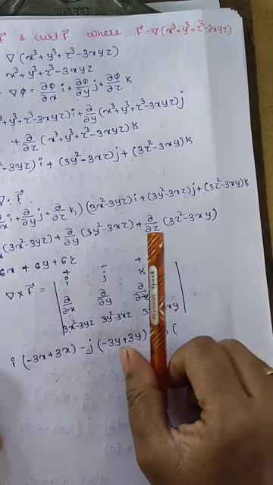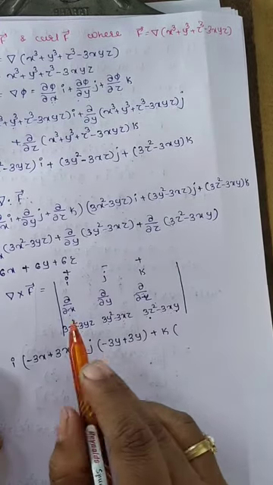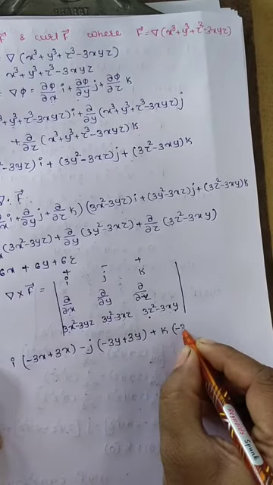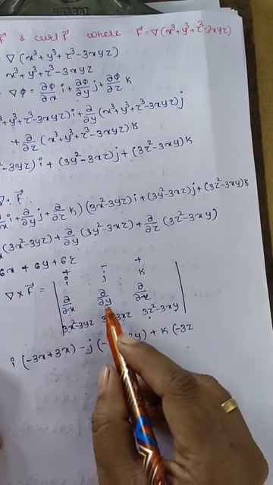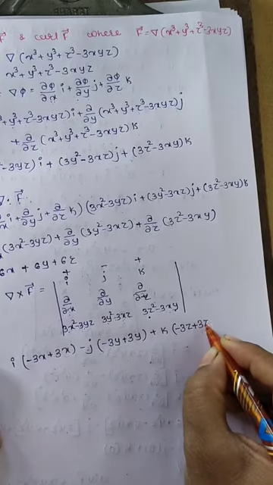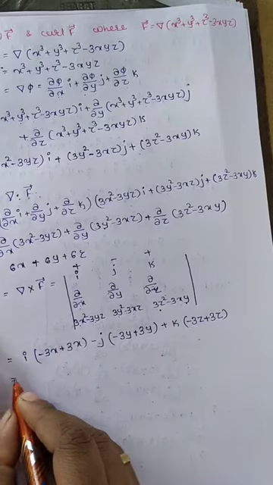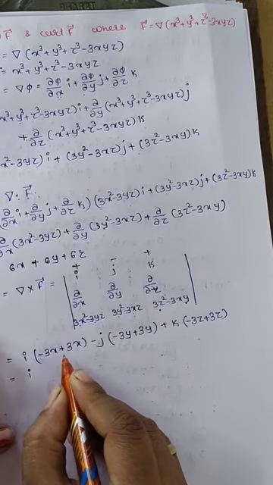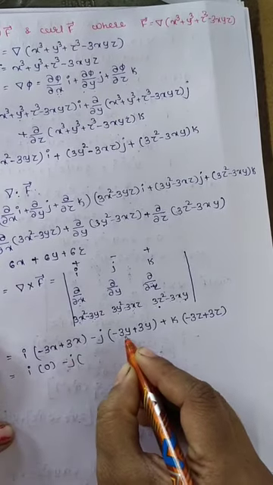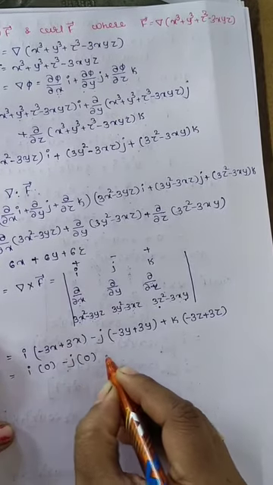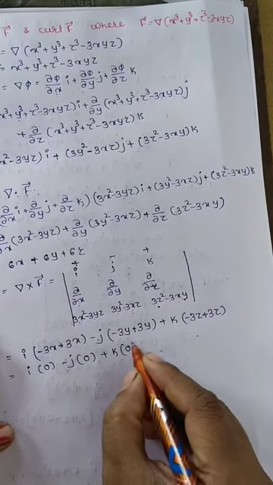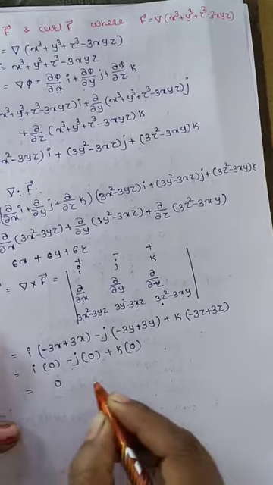Now leave the third column and the first row. Differentiate with respect to x. x becomes 1 here and here it becomes 3z. And with respect to y, minus minus becomes a plus, y becomes 1, 3z. Now i times (3x minus 3x) becomes 0, minus j times (minus 3y plus 3y) becomes 0, plus k times (minus 3z plus 3z) becomes 0, which is equal to 0.